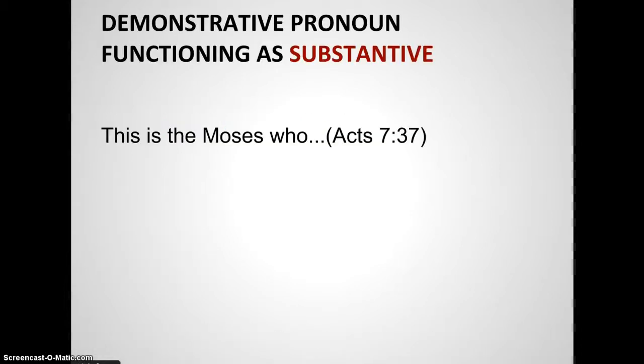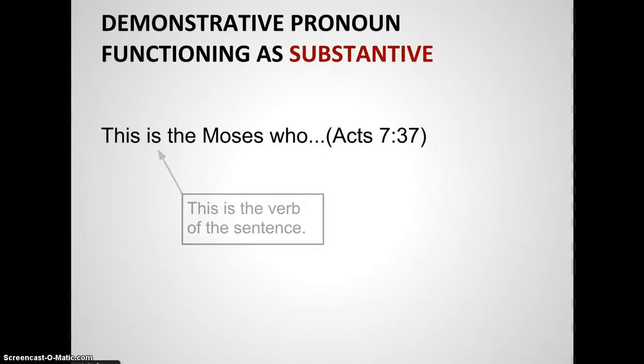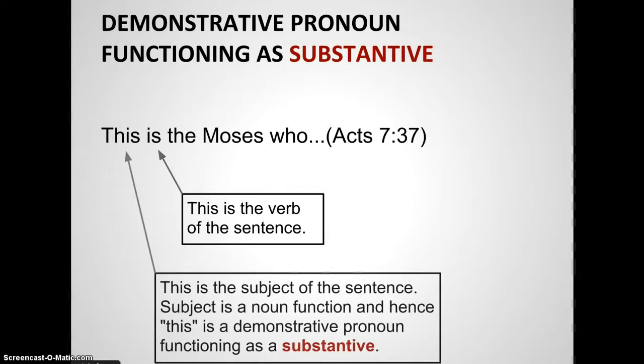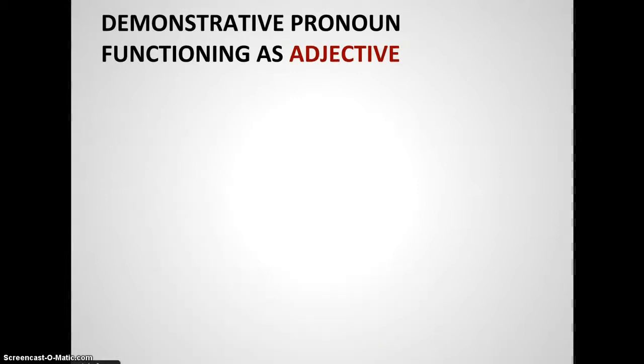So first let's look then at an example of a demonstrative pronoun functioning as a substantive. And here you can see the scripture text. This is the Moses who, from Acts. And the verb is obvious, is. Is always a verb. And the subject of that verb is this. Now this is a demonstrative pronoun, and since it's the subject of the sentence, and since subject is a noun function, this instance of this is a substantival use of the demonstrative pronoun.